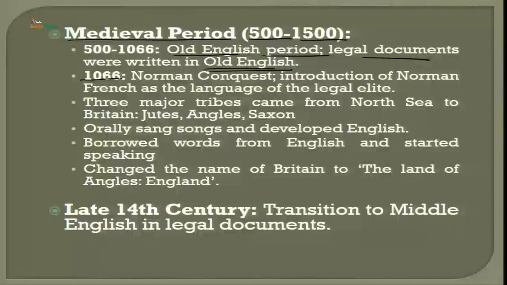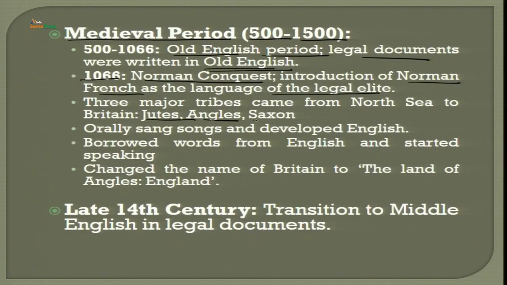So in 1066, the Norman conquest, introduction of Norman French as the language of the legal elite, because at that time only Norman French was taken up as the language of the legal elite. The elite classes were speaking the same language in 1066. Remember, three major tribes, I told you: Jutes, Angles and Saxons. I have already explained all these things in a graphical manner, so as to keep it in your brain, not only in your copies, everyone, right? So you must keep everything imprinted on your brain, maybe for eternity.